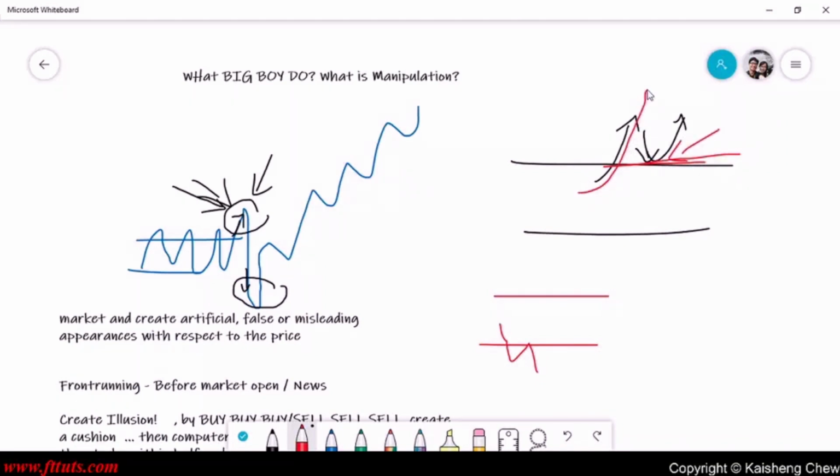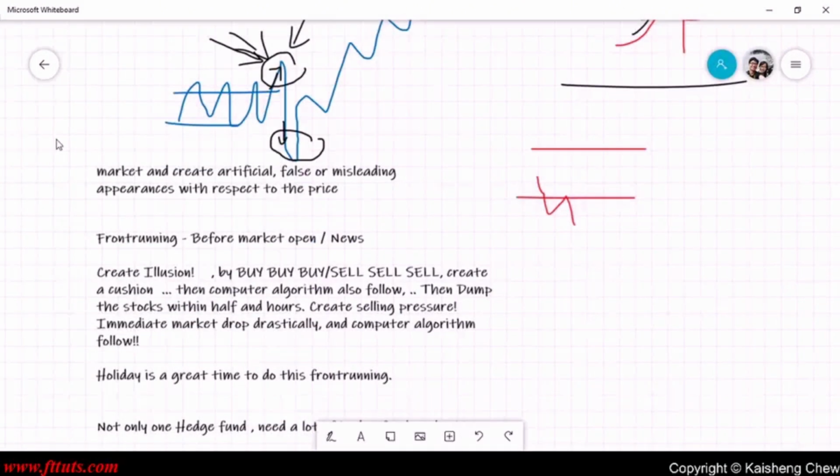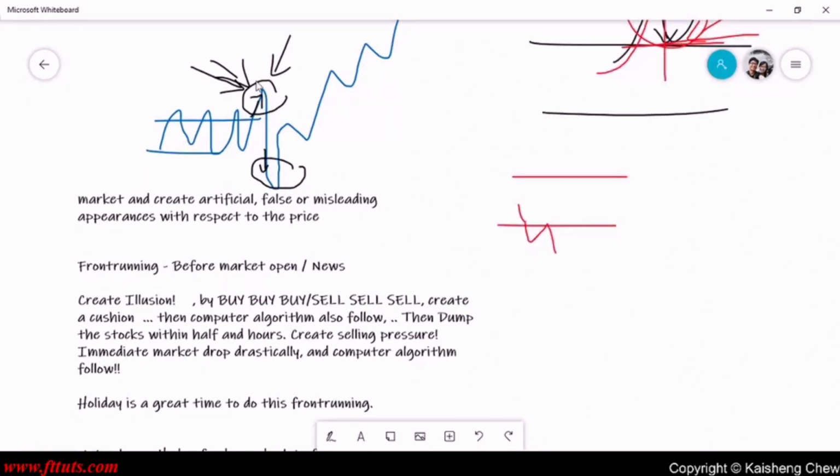Once the price moves up, then goes down again, it forms a pin bar here. Okay, so this is how they manipulate the price. There are a few ways for them to manipulate. They are able to create an artificial, false, misleading appearance with respect to the price. So this is like the misleading and false breakout.